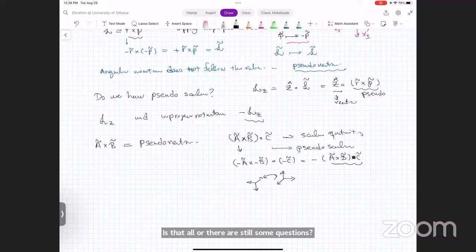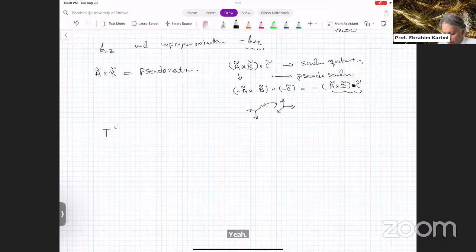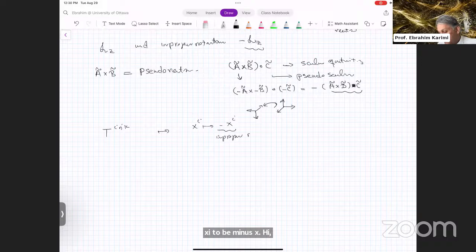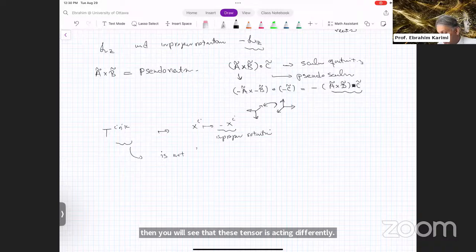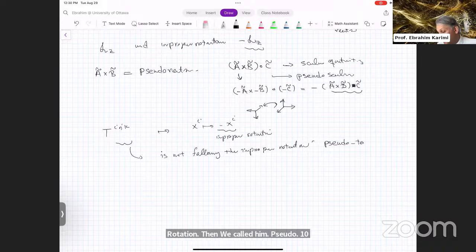Okay. The same way, it happens that we can have pseudo tensors. So, for example, you may have a tensor T_ijk, and you flip the coordinate, which means that you change x_i to be minus x_i under improper rotation. And then you will see that this tensor is acting differently, it is not following the improper rotation. Then we call them pseudo tensors. One of those is epsilon ijk, which is a pseudo tensor.